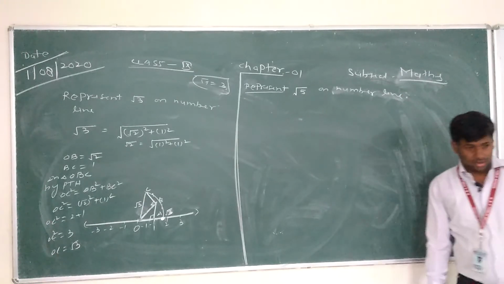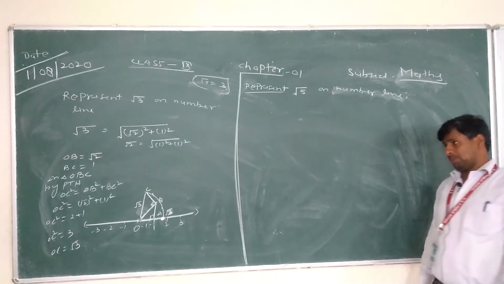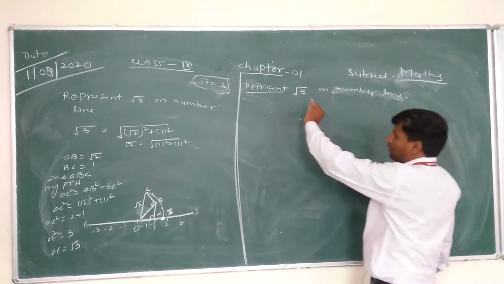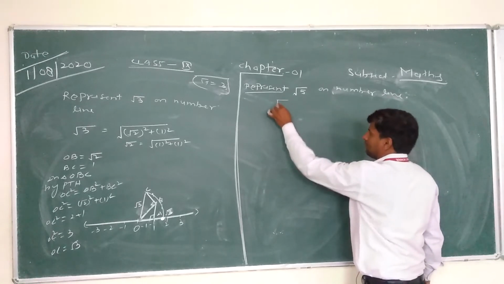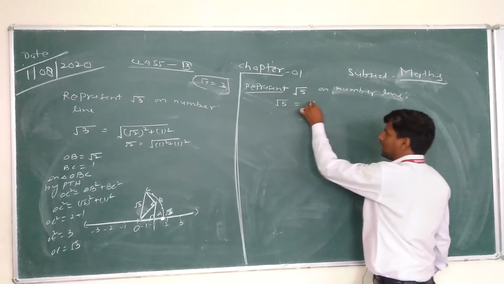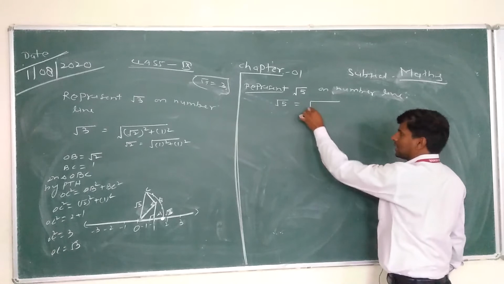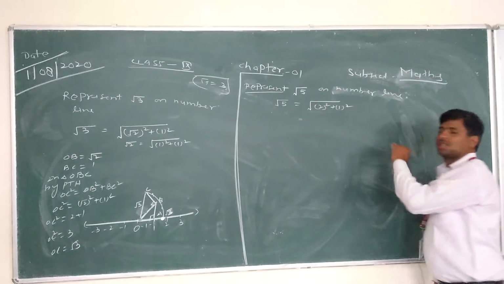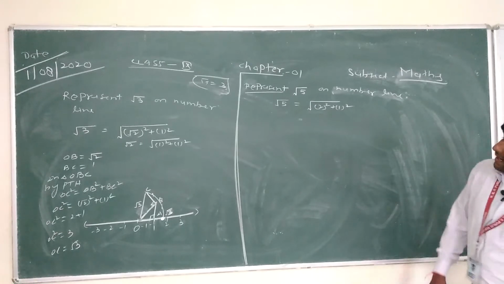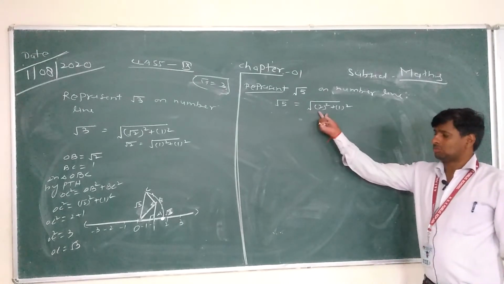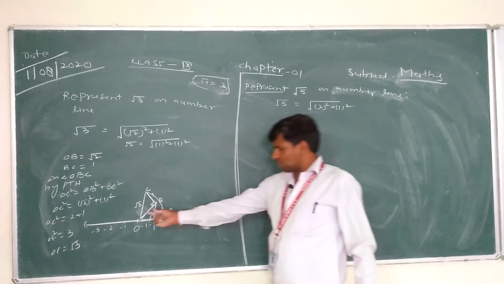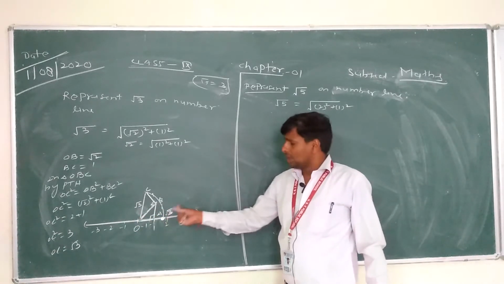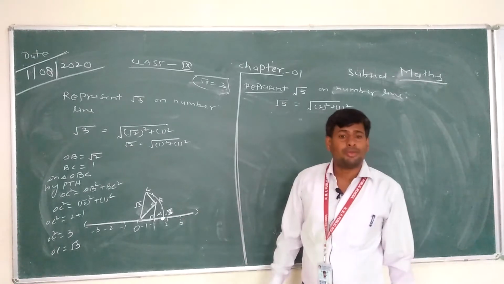Represent root of 5 on the number line. How can we represent it? Then see. Root of 5: you can write it as the root of 2 square plus 1 square. It means we can assume the base is 2. But root of 1 can also be represented by this process: first root of 2, then root of 3, then root of 4, then root of 5.